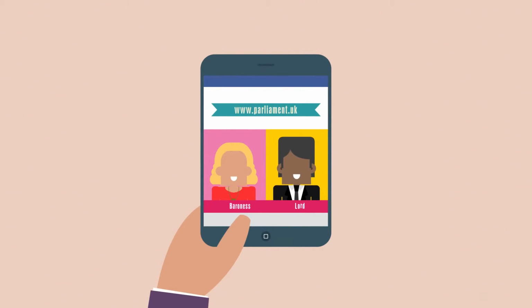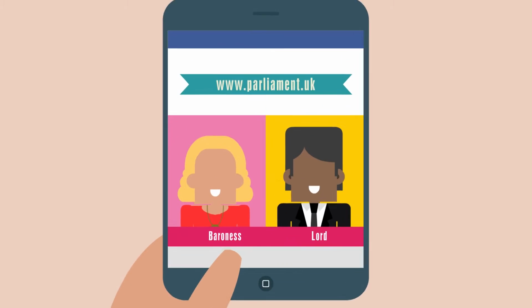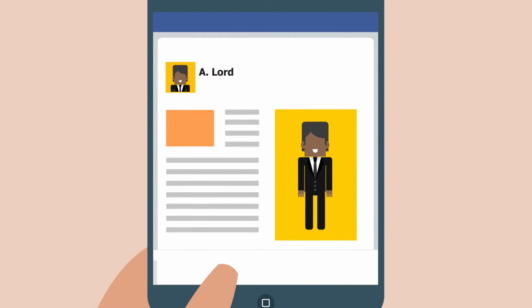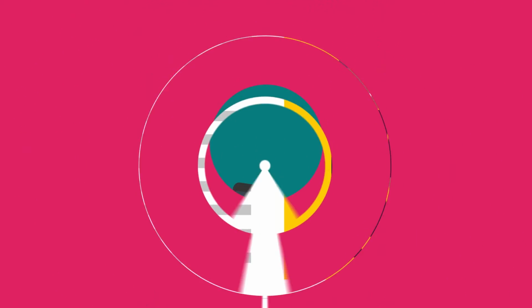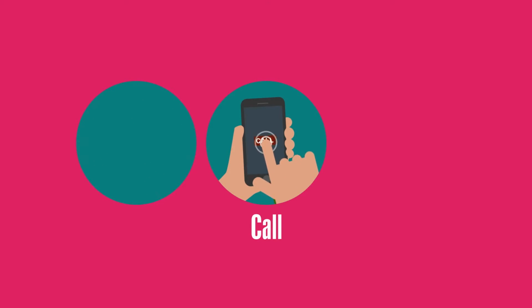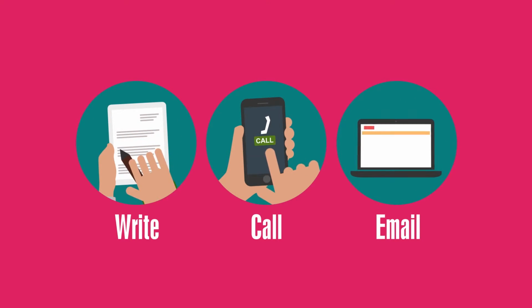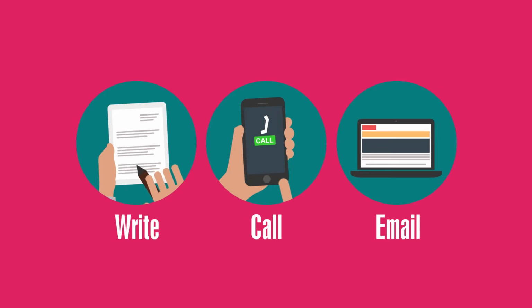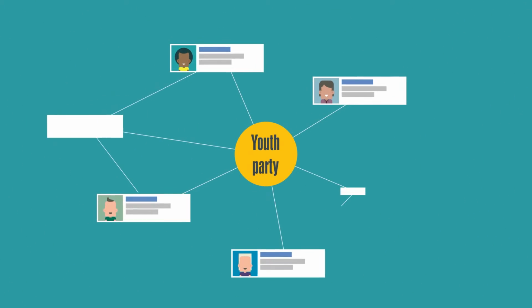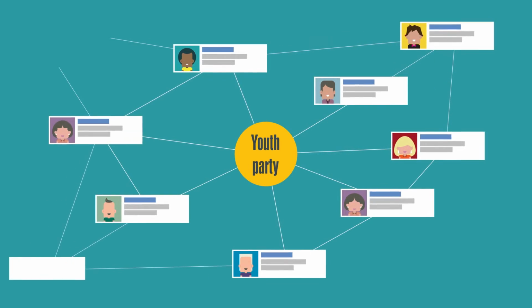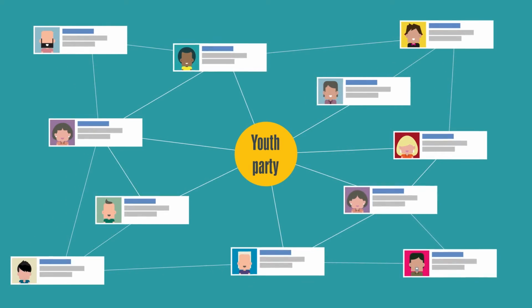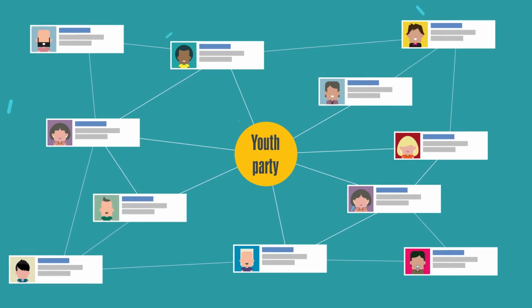Lords have knowledge and experience in specific subject areas. You can look them up by policy interest on the Parliament website. Anyone can contact any Lord or their local MP by letter, phone, or email to discuss an issue that's important to them or their community. Sometimes though, there's strength in numbers, so to get your voice heard, you could join the youth section of a party, or the UK Youth Parliament.